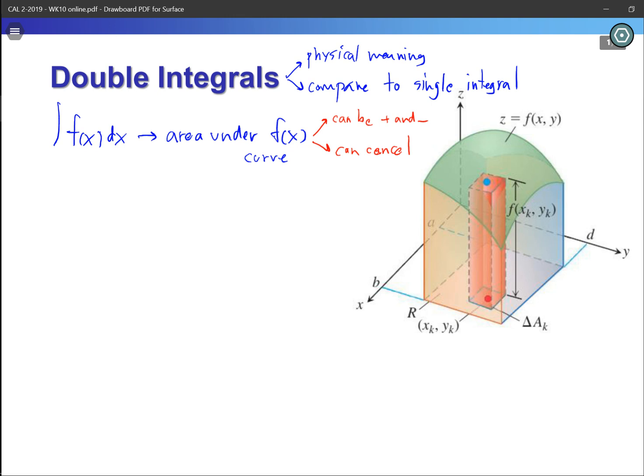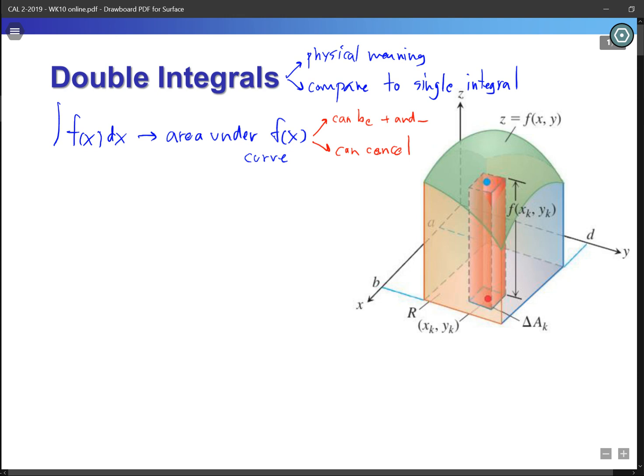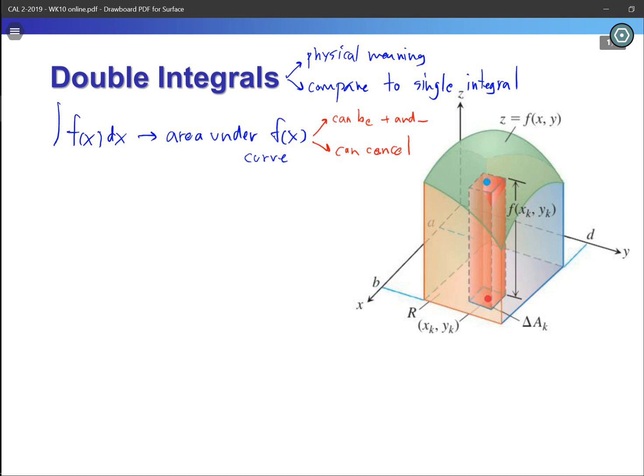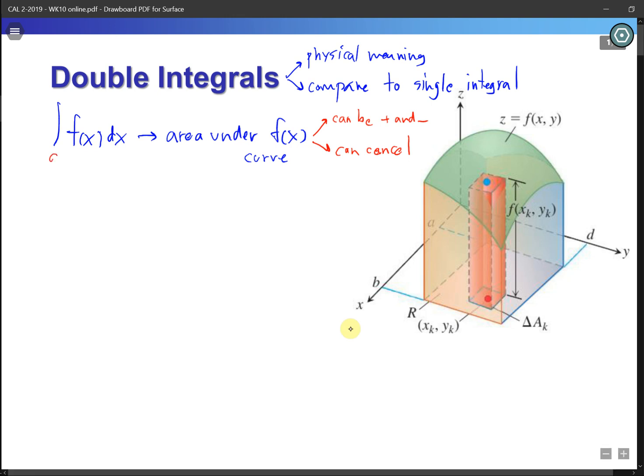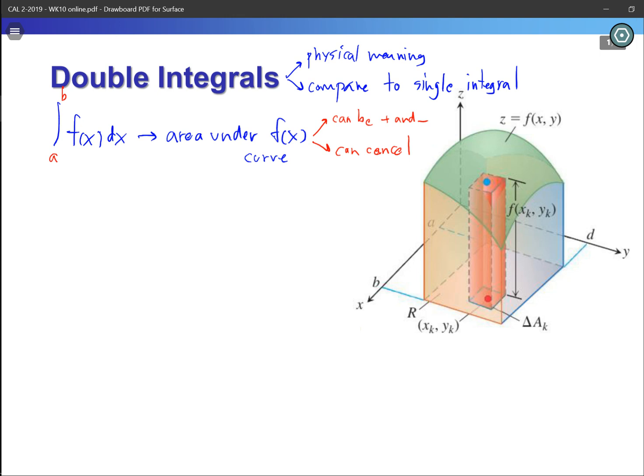Now, we know that this is the area under the graph, but it's impossible to find the area without knowing the boundaries. We need to know where this area starts, and where this area ends. In this case, x starts at a and ends at b. These are the boundaries for the area that we want to compute. Okay, and that is it for the single integration.